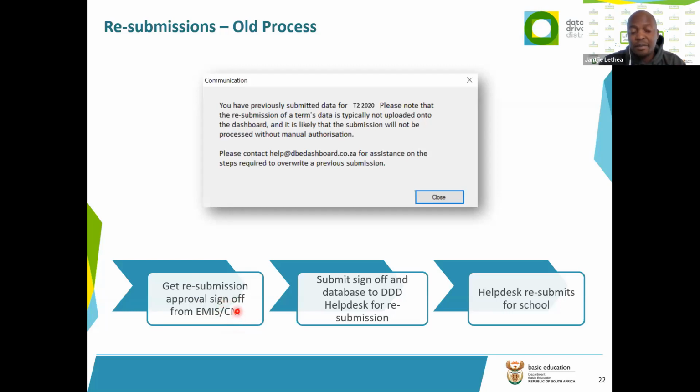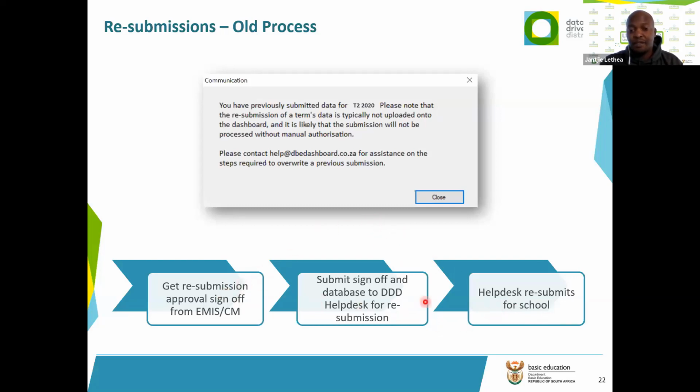And then the circuit manager will take those letters to the district office, or they can submit them to the DDD help desk. The DDD help desk will go through the letters, make sure that there is a letter from the school and a covering letter from the circuit manager, and then the DDD help desk team will help the school with the resubmission process. So it's a long process. That's why it is important that you comply with the circulars that you receive. So if you have submitted abruptly, then you need to follow this process.